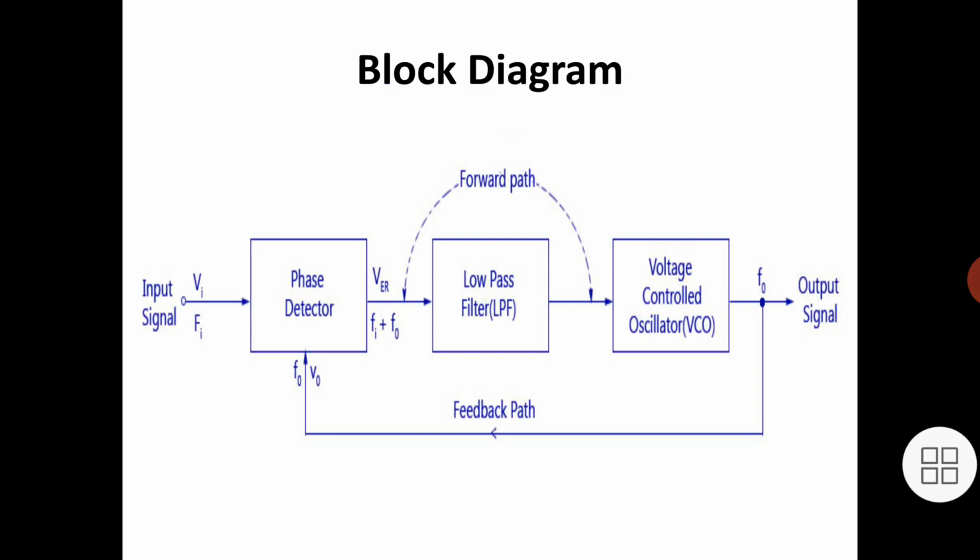Voltage controlled oscillator or VCO is an oscillator whose oscillating frequency varies in response to a control voltage VC. That means the input voltage is VC and the output oscillation frequency is F0. You can control the output oscillator frequency by varying the input voltage VC.